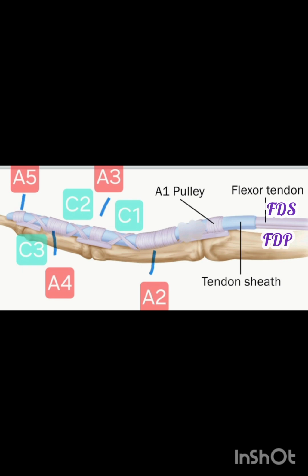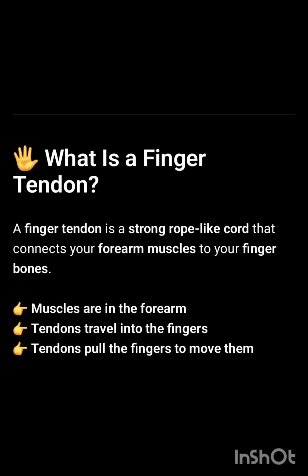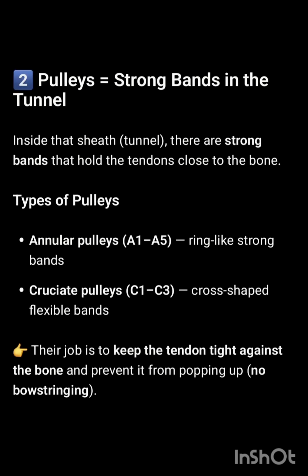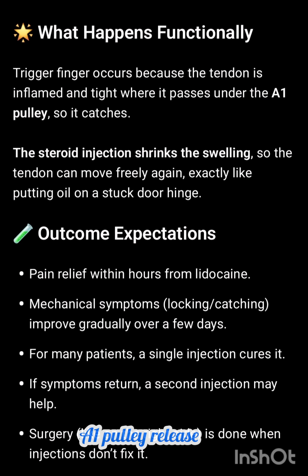Okay. Now recap. What is a tendon? A tendon is what connects muscle to the bone. From the muscles of the forearm, tendons travel into the fingers, and tendons pull the fingers to move them. Okay. What is the tendon sheath? I've already told you. The tunnel over the tendon, and it has a fibrous layer and a synovial layer. These are the pulleys, the annular pulley and the cruciate pulley.